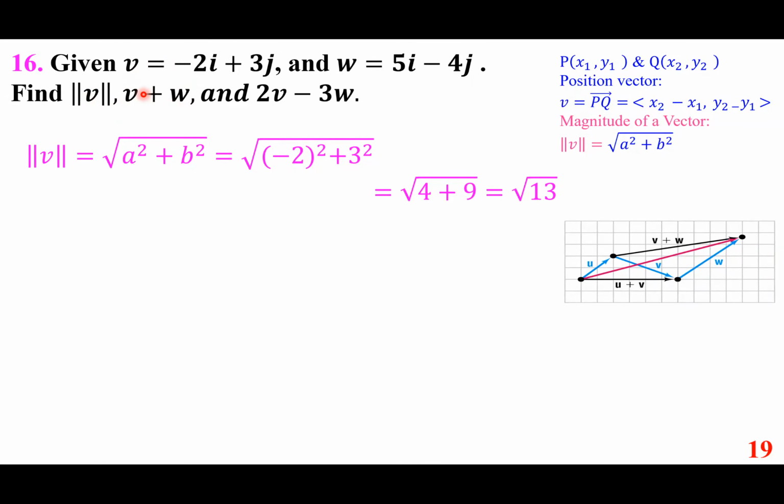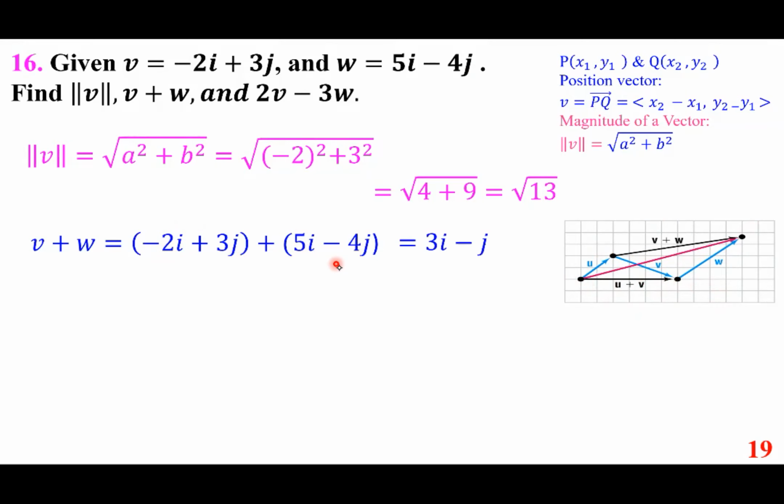The second part is asking for v plus w. So simply put, add up these two component-wise. By the way, this shows how you add up. This is a picture that shows you how you add up u and v. And then if you want to add it up to w. And when you add up, you can use a triangular method or a parallelogram. So now we're going to add the components. Negative 2i and 5i is 3i, 3j and minus 4j is minus j. So that's how you add them up component-wise.